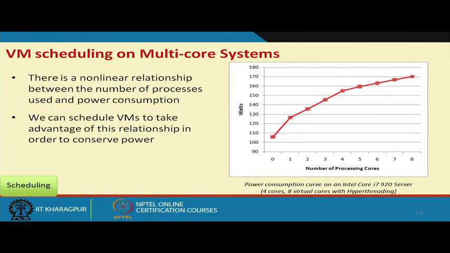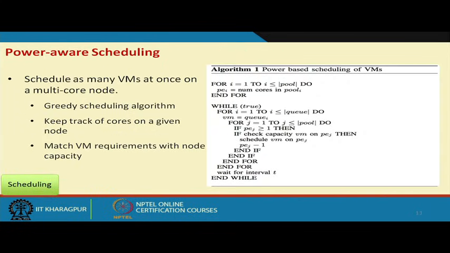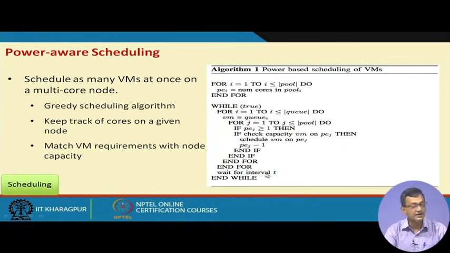So, that effectively I can put the idle servers into hibernate mode or a low power consumption mode, so that the overall power consumption of my data center reduces. So, schedule as many VMs as possible on a multi-core node; we can use greedy scheduling algorithms. There is a snapshot of a greedy scheduling algorithm. You can try it out and see how things work.